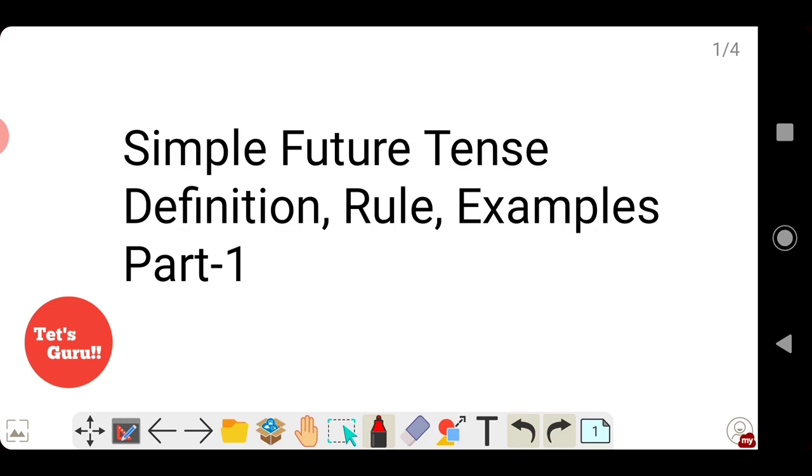In this video, we are going to study the simple future tense. This is part one, and we will discuss the definition, rule, and examples. This is one of the simplest tenses. We often use so many sentences in our day-to-day life on the basis of the simple future tense, or you can say the simple indefinite tense. So without wasting any time, let's get started.